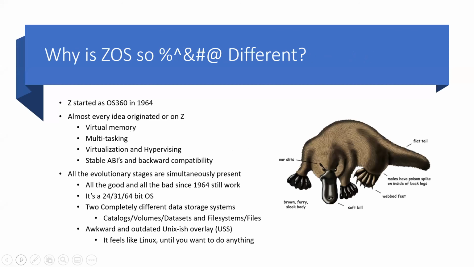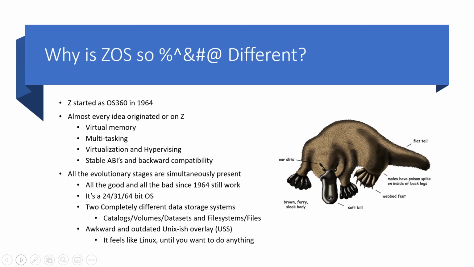So one of the things that happens when people come on, I like to hire people who are good C programmers and have an interest in languages and operating systems, but z/OS is still astonishingly different than Linux. I don't know if everyone knows the animal there, but that is a platypus, which seems to have a variety of features of the entire evolutionary history of mammals and reptiles in it.